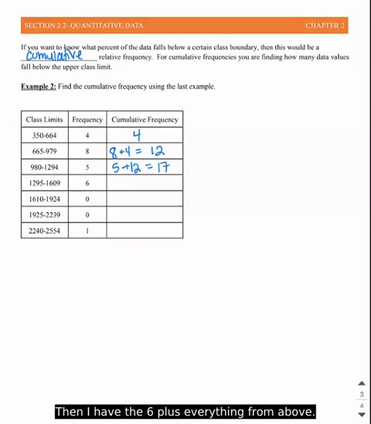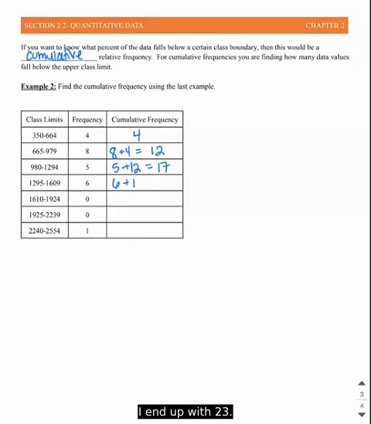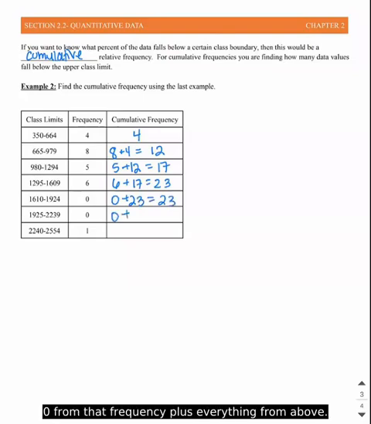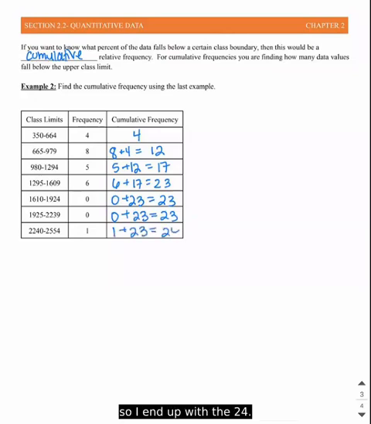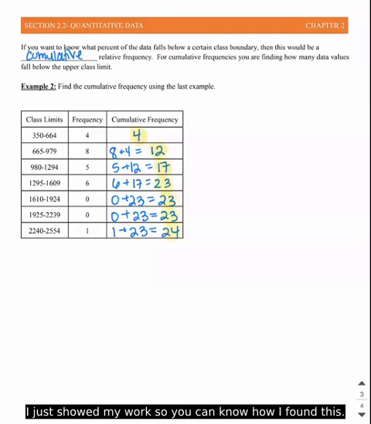And then I have the 6 plus everything from above. And so I'd end up with 23. I take the next class, 0, plus everything from above, so I still have 23. And the same thing with the 6th class, 0 from that frequency plus everything from above. And then 1 plus what I have from above, so I end up with 24. So my answers are the 4, 12, 17, all of these. I just showed my work so you can know how I found these.